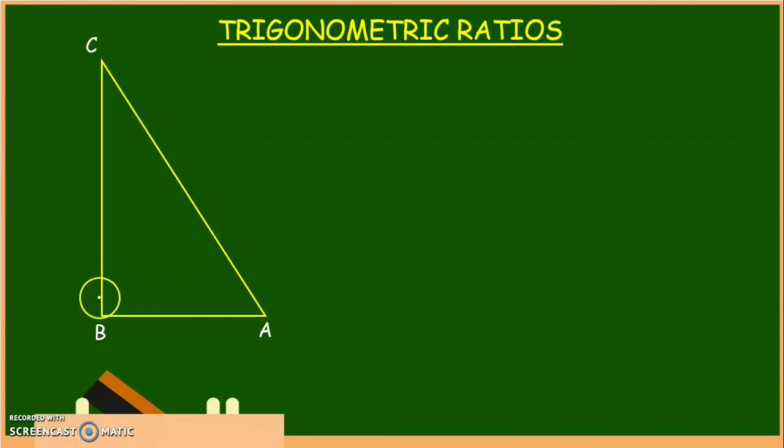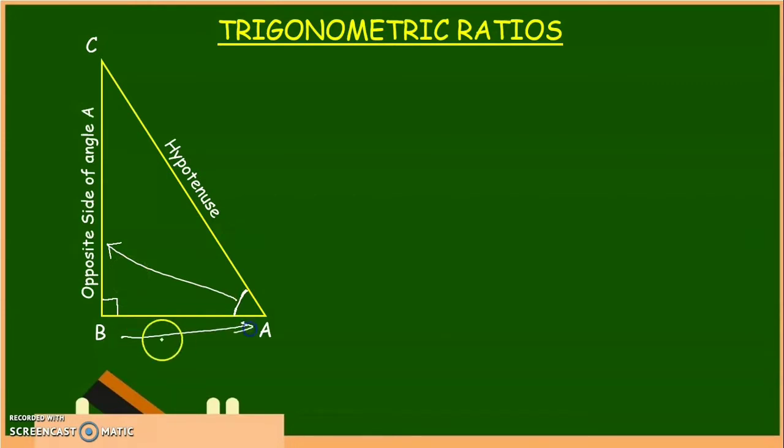Let's say here we have the right angle triangle ABC, right angled at B. So here this side AC is known as the hypotenuse. Now if we consider this angle A, for this angle A, we can say this side BC is the opposite side of angle A and this side BA is the adjacent side of angle A. So here we get three sides. One is the hypotenuse, another is the opposite side of angle A, and the third is the adjacent side of angle A.